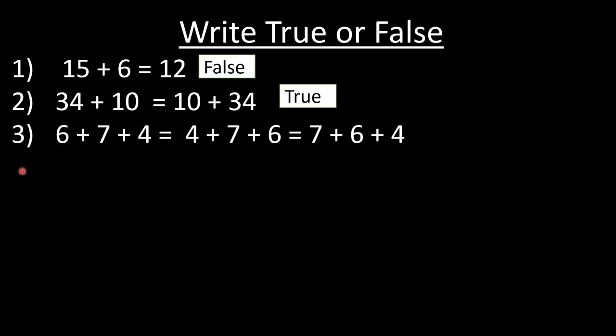Now in question number 3, it is given 6 plus 7 plus 4 is equal to 4 plus 7 plus 6 and is equal to 7 plus 6 plus 4. So here we have 3 numbers and addition sign is also given. Everywhere same numbers are given. So this is also the order property of addition. It means this statement is also true. So we will write true for it.